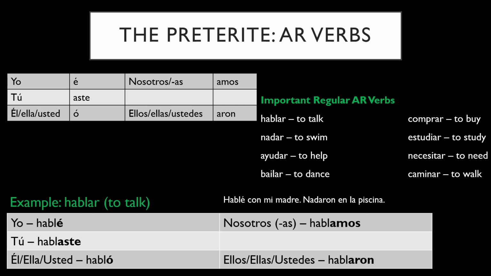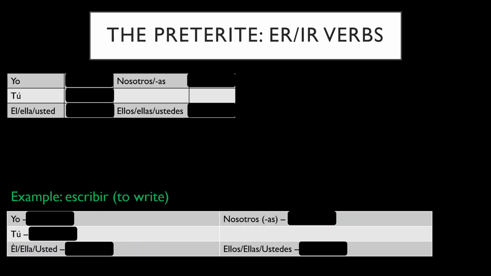Here are some example sentences with AR verbs in the preterite. Hablé con mi madre, nadaron en la piscina. The endings in the preterite for IR and ER are exactly the same.